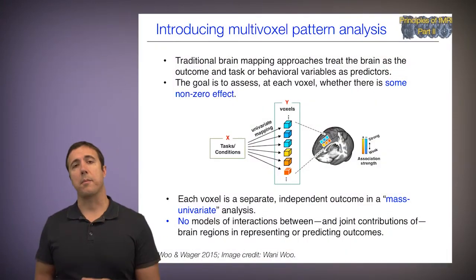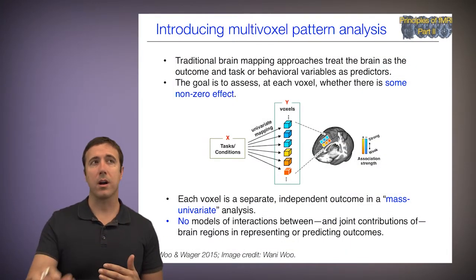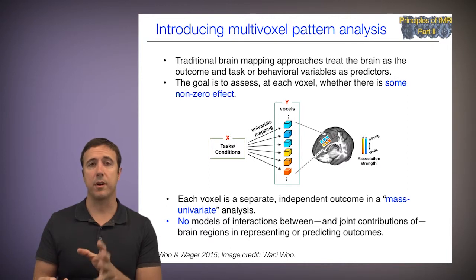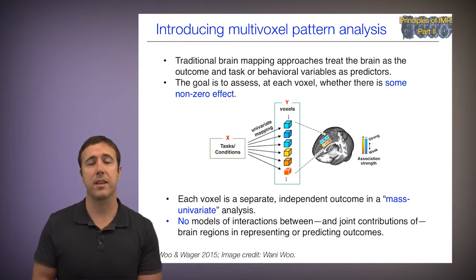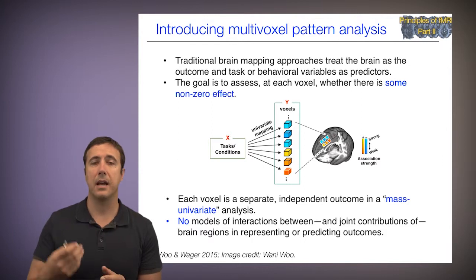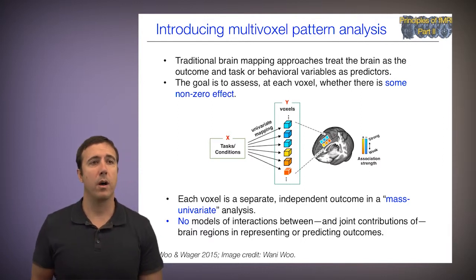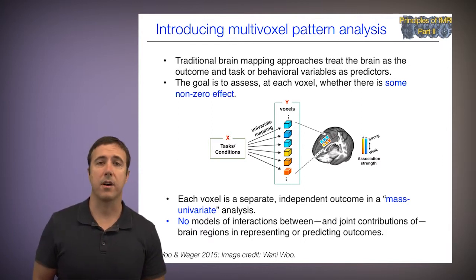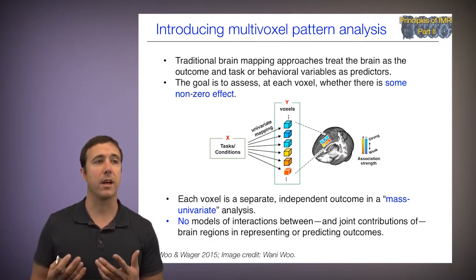So traditional brain mapping approaches treat the brain as the outcome and the task or behavioral variables as predictors at each voxel. They test at each voxel whether there's some non-zero effect, but they can't actually tell how big that effect is. It's just a hypothesis test. And the brain is always the outcome. So this means that every voxel is a separate, independent outcome in a mass univariate analysis.